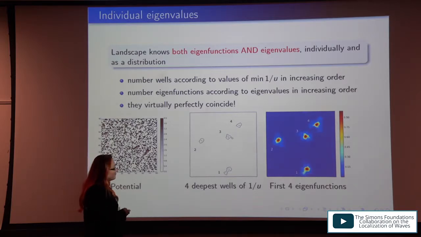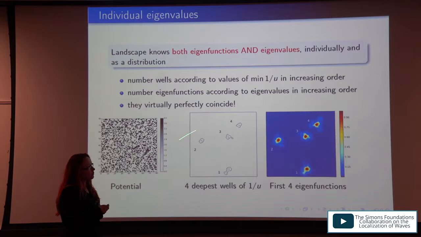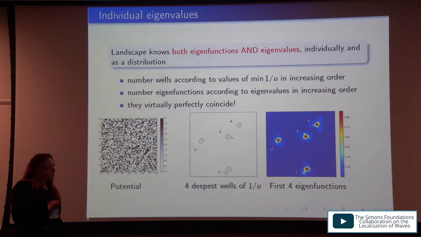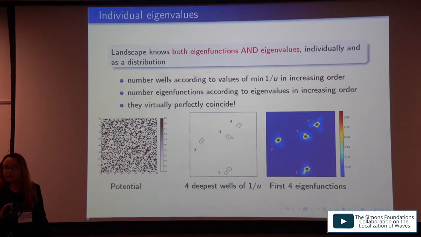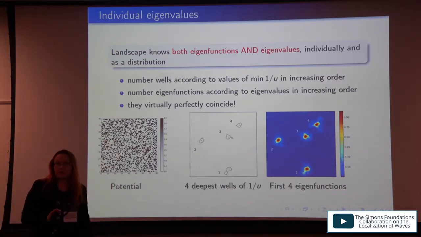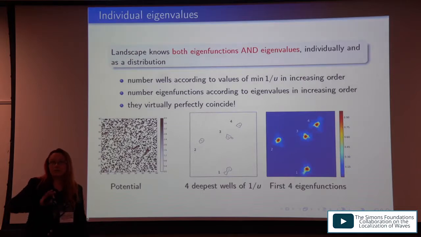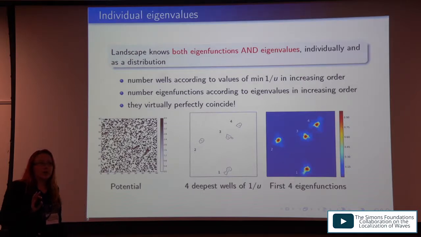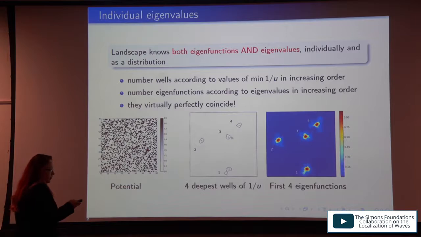That's the collaboration. So the 4 deepest wells of 1 over u, 1, 2, 3, 4, together with the shapes. First 4 eigenfunctions, 1, 2, 3, 4, together with the shapes. We are speaking fast, so I'm not sure you're absorbing this. Think about it. You have one solution to Laplace u plus Vu equals 1. One solution, not an infinite number of. I'm squeezing out a lot of information from this.